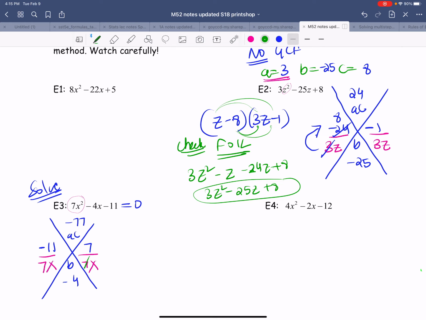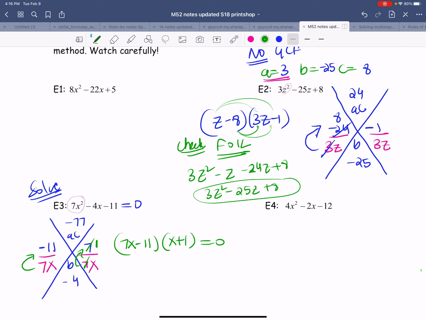Is it possible to simplify the first fraction? No. Is it possible to simplify the second fraction? Yes. So I'm going to go ahead and simplify the second fraction, and I would be left with, again, the bottoms up coming into the picture now. So my factors turn out to be 7x minus 11 times x plus 1 equal to 0.